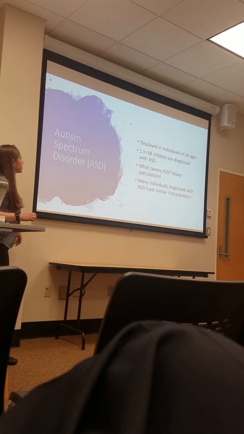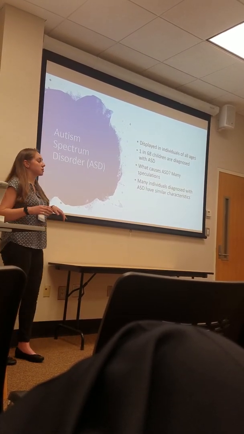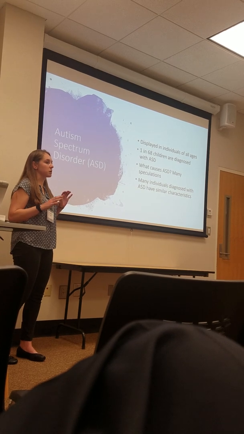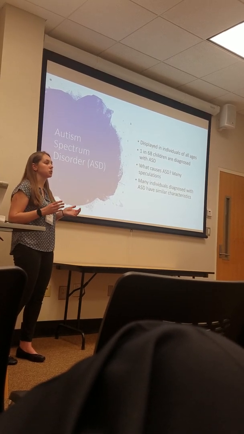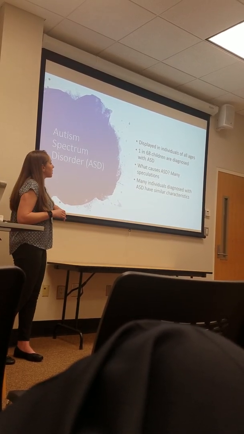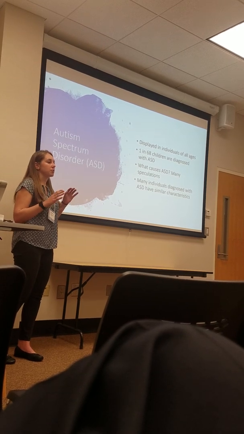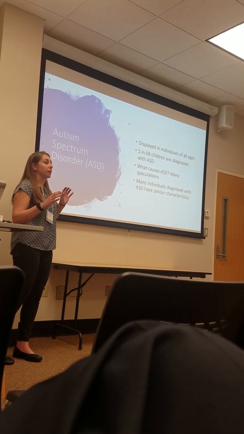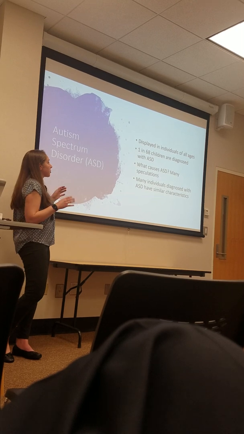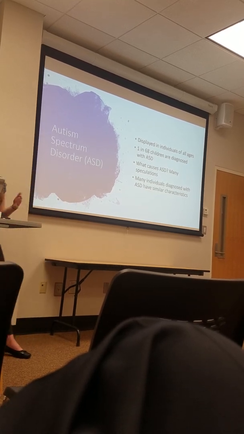So, autism spectrum disorder, ASD, is displayed in individuals of all ages. Most people are getting diagnosed by the age of 2 due to new eye tracking technology, but they display a lot of different behaviors even at age 3 months old. So they lack eye contact, and they lack showing interest in different games and toys that normal infants would show.